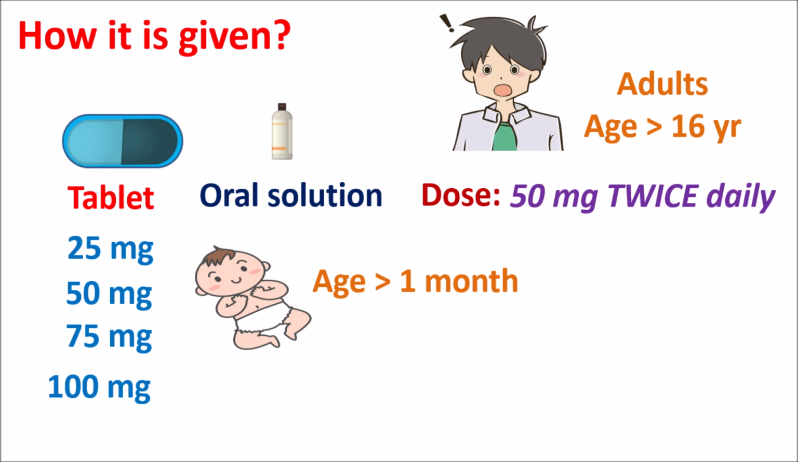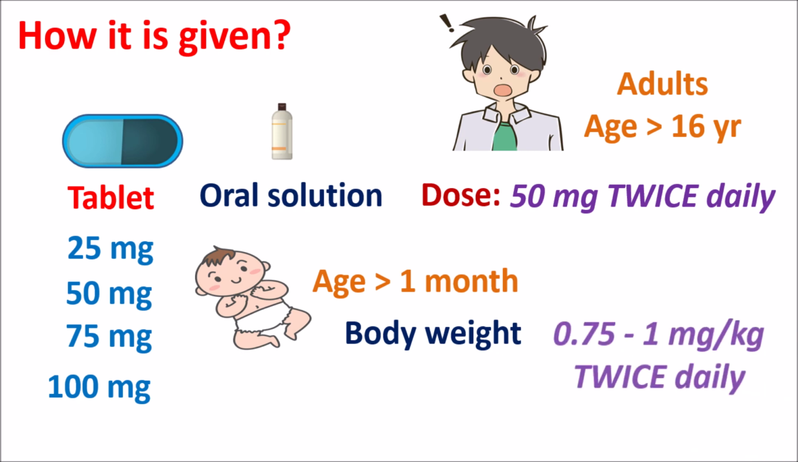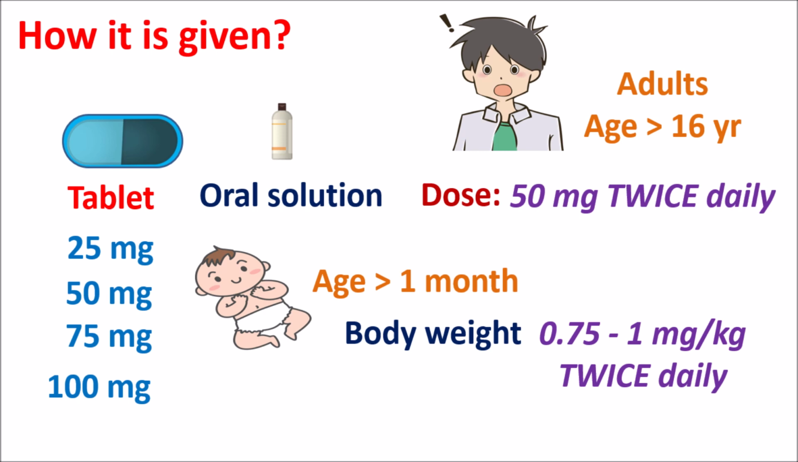But in such pediatric patients, the dose of brivaracetam is fixed based on the body weight of the children. Normally, the dose range is variable from 0.75 to 1 mg per kg given twice daily. So that's all about this drug, brivaracetam, which is one of the antiepileptic agents that can be used for the treatment of partial onset seizures.